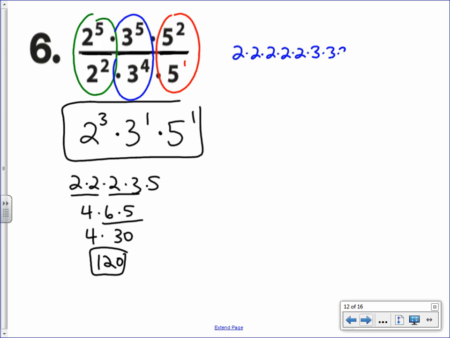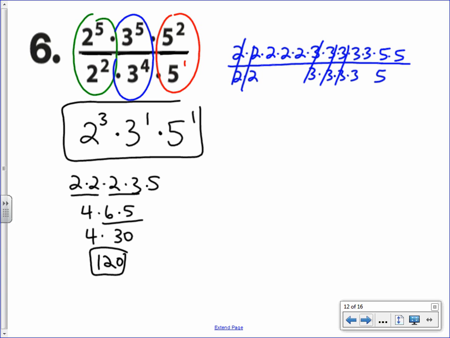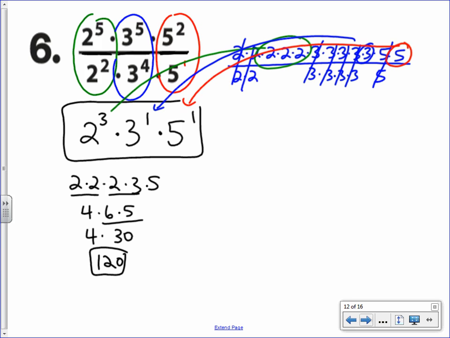5 threes, 2 fives, divided by 2 twos, 4 threes. Notice how I'm lining them up, and 1 5. Cancels, cancels, cancels. That leaves me with 3 twos. That leaves me with 1 3. And that leaves me with 1 5. Doesn't matter how you do it. Learn your rules, or when in doubt, break it out.